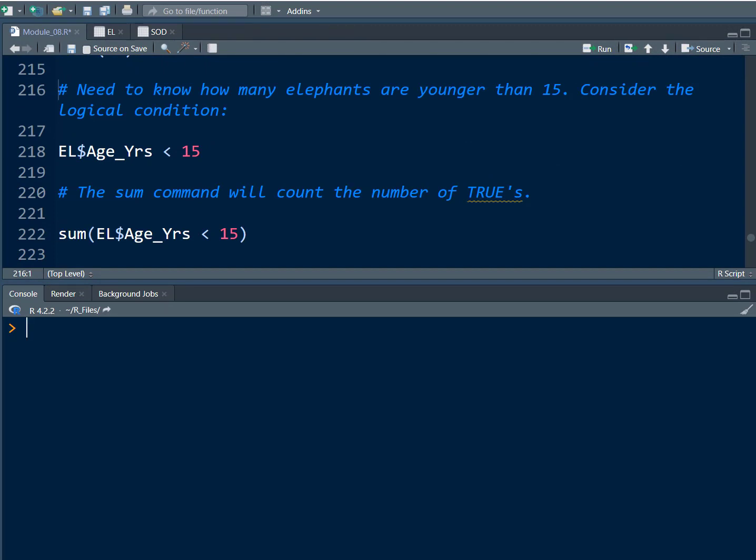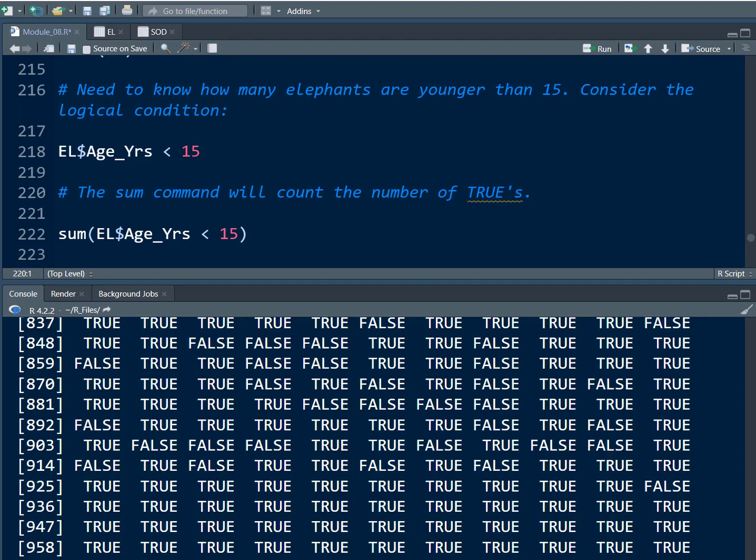I found the easiest way is to set up a logical condition like this, where we set the age variable in the dataset less than 15. This returns a list of trues and falses. Now we need to count up the number of trues. Behind the scenes in R, a true carries a value of 1, and a false carries a value of 0. So if we take the sum, it will just count up how many trues there are.